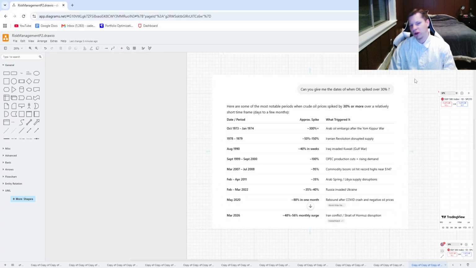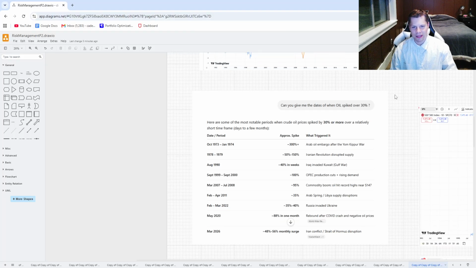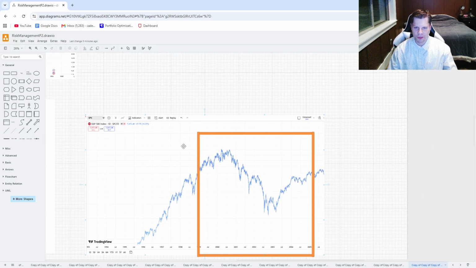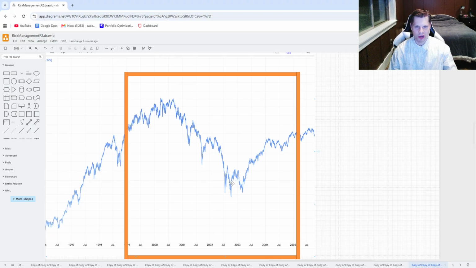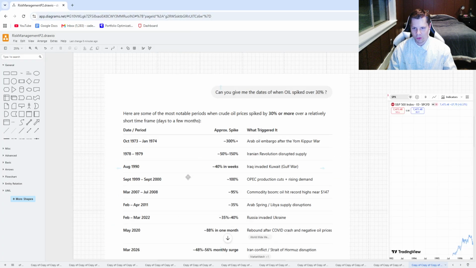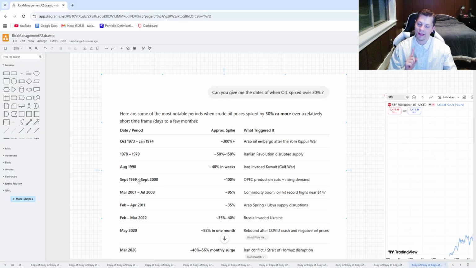But a really interesting thing that you should also know is how important oil can be for inflation. I asked ChatGPT, can you give me the dates of when oil spiked over 30%? It gave me some of these dates, and I want to look at what happened to the stock market on these dates to see if oil had an impact. We can see during the early 2000s, you saw the S&P 500 drop, I think 57% right here. And it started late 2001, right? Oil was going up from late 1999 to late 2000.